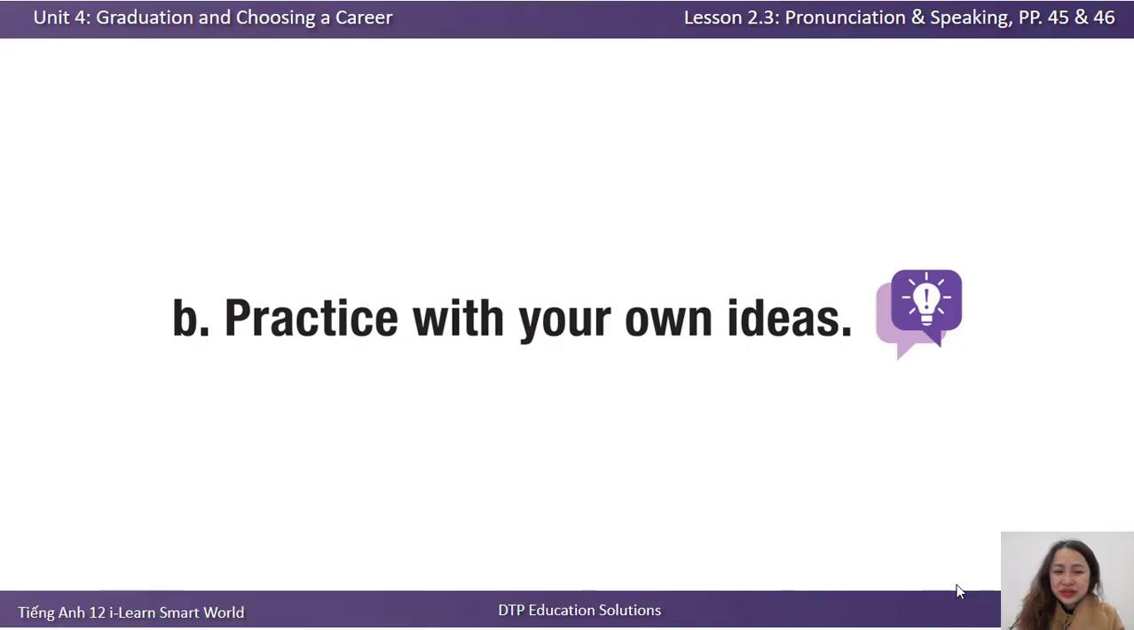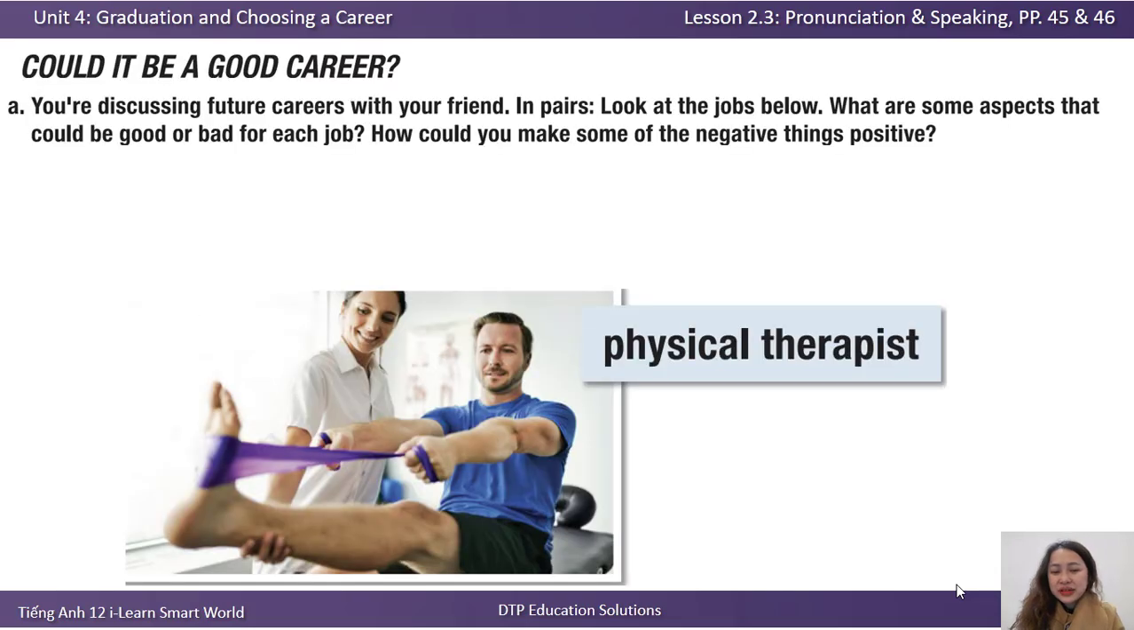What you need to do: 1. Pick a job. 2. Write down one good thing, one bad thing, and one way to improve the job. Work with your partner to talk about your ideas. Okay, so now let's move to the next part. Could it be a good career?